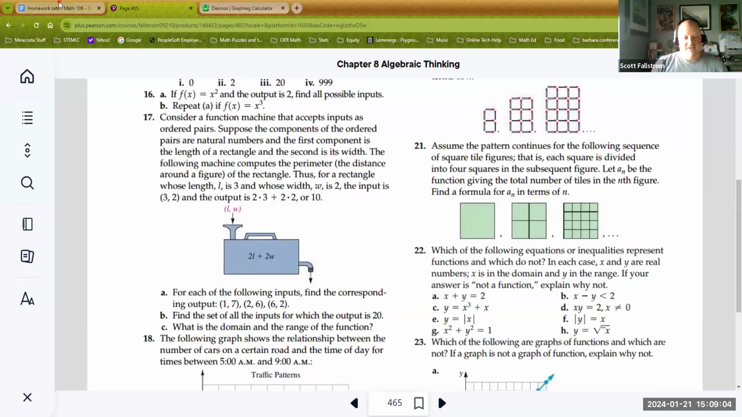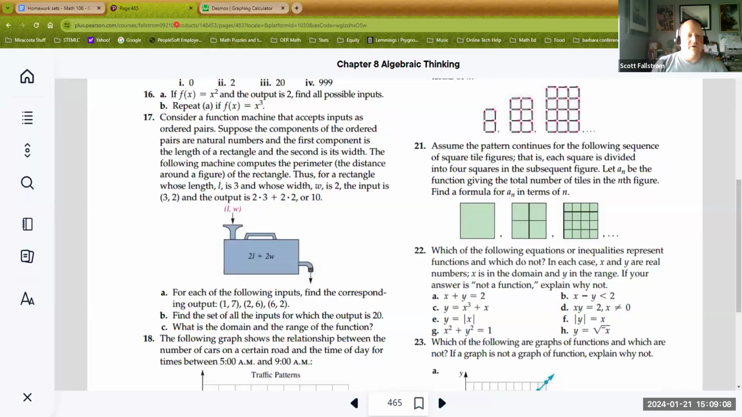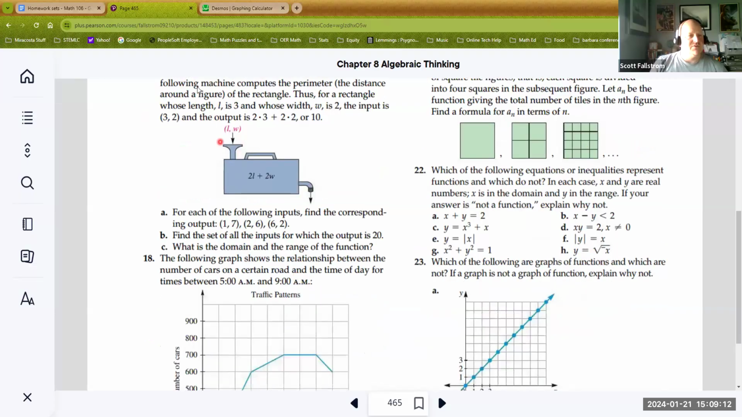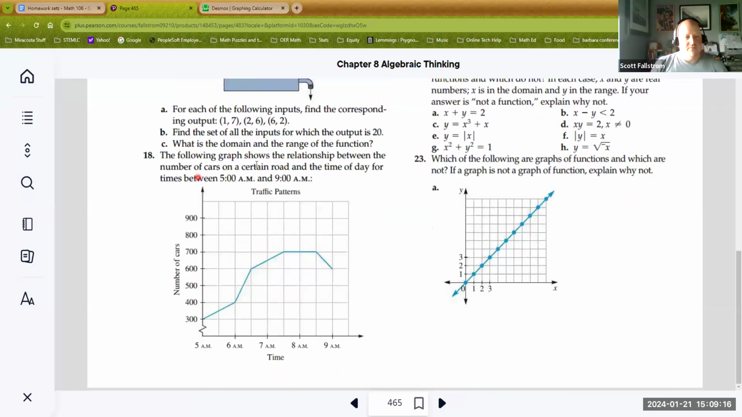Let's see here. Did I assign 17? I skipped 17 because I already did one. We already did kind of a function one with the little function machine, so I chose not to do that one. And 18. Oh, here we go. Relationship between the number of cars on a road and the time of day.